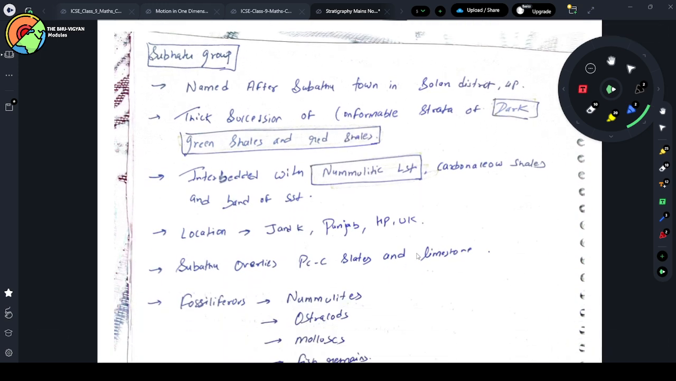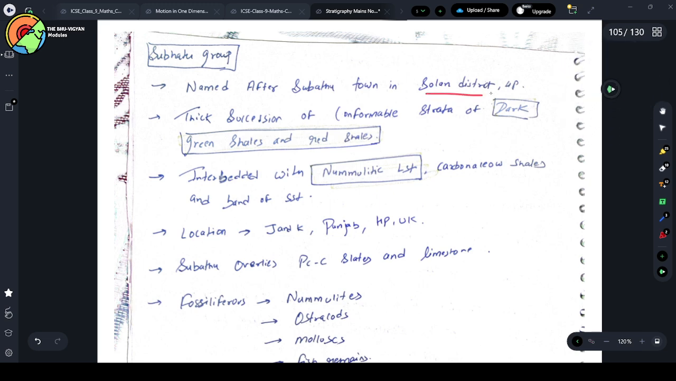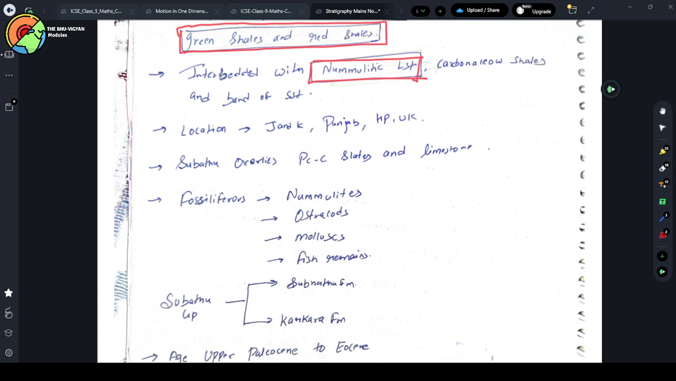Now if we discuss the Subathu group in detail, it is named after Subathu town, which is in Solan district of Himachal Pradesh. It is a thick succession of conformable strata of dark green shale and red shale. This is very important. It is interbedded with nummulitic limestone, which we have already seen. Carbonaceous shale and bands of sandstone are also present. As for location, it is present in Jammu and Kashmir, Punjab, Himachal Pradesh and Uttarakhand.